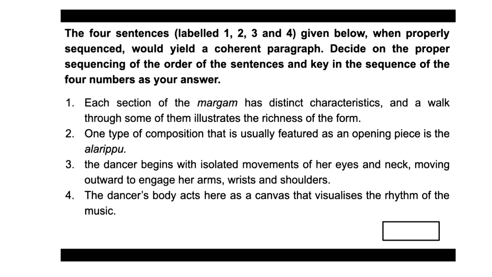So we have another parajumbled question, or para-formation question, or ordering of the sentences. And the direction for the question is what? That there are four sentences labeled 1, 2, 3, and 4 given below. When we properly sequence them, that would yield a coherent paragraph. Decide on the proper sequencing of the order of the sentences and key in the sequence of the four numbers as your answer to type in the box given below.